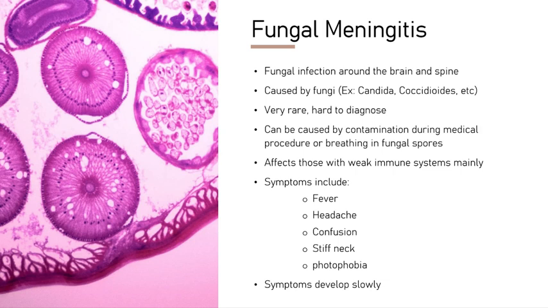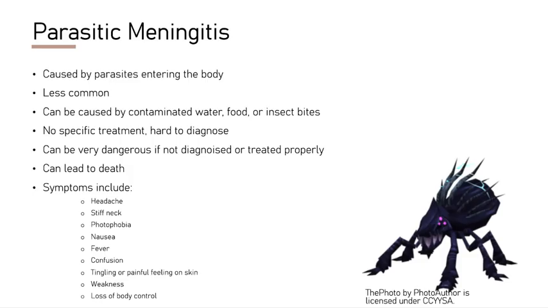Another type of meningitis is fungal meningitis. Fungal meningitis is a fungal infection around the brain and spine. It's caused by fungi and is very rare and hard to diagnose. It can be caused by contamination during medical procedures or breathing in fungal spores. It affects those with weak immune systems mainly, and symptoms include fever, headaches, confusion, stiff neck, and photophobia. The symptoms develop very slowly.